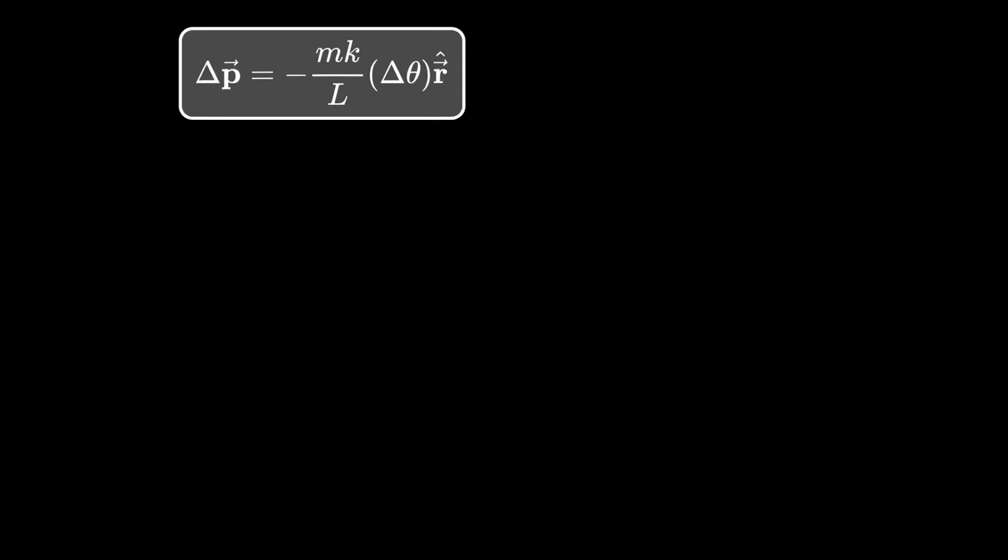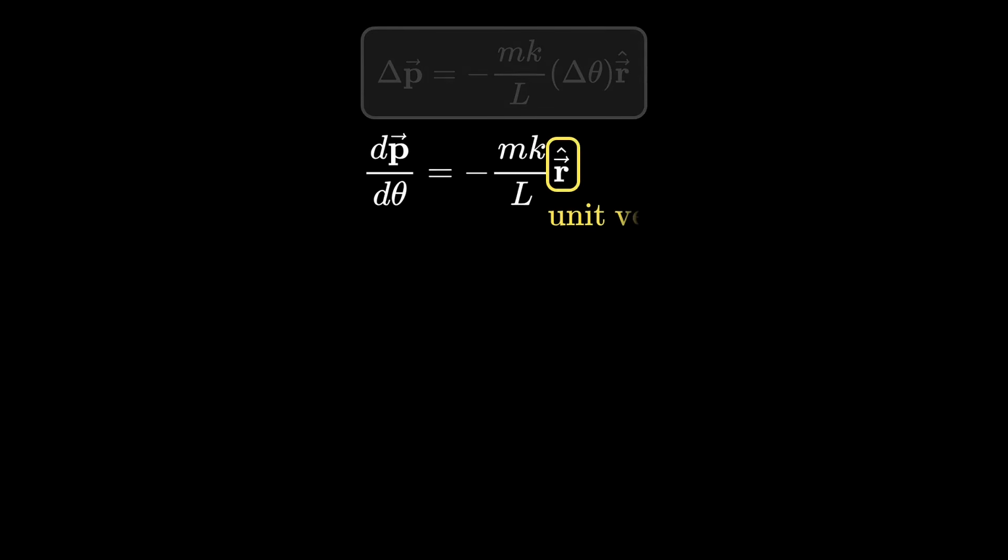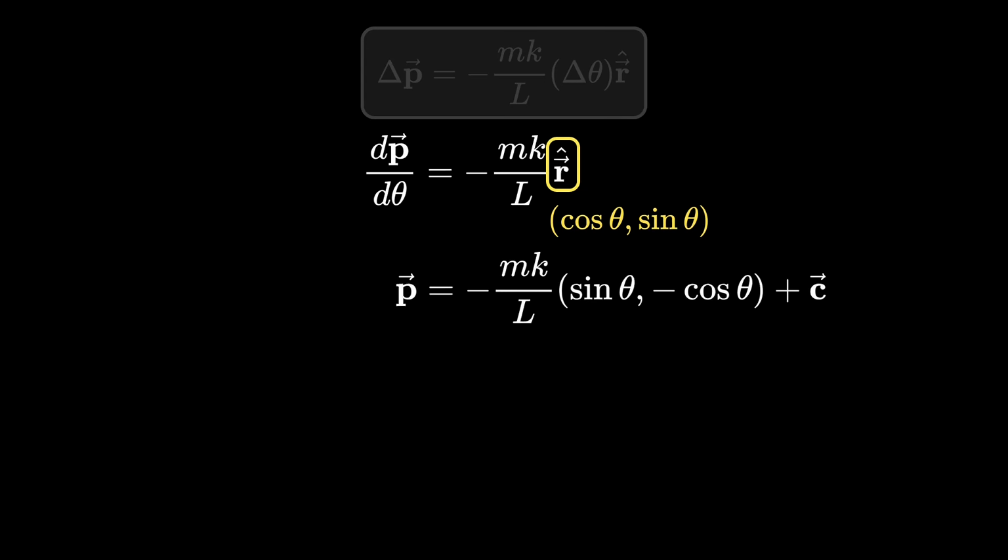This might have sounded a bit hand-wavy, but it can be formalized by turning this expression into a differential relation after dividing by delta theta. This r hat is just the unit vector for the position and can be written as cos theta, sin theta on the 2D plane. Now all you need to do is to integrate this with respect to theta, which should be quite straightforward, and we end up with two parts.